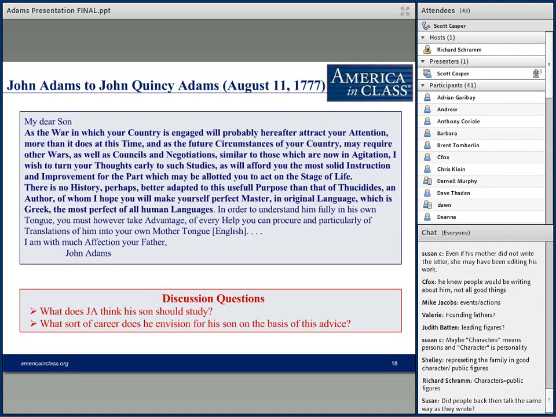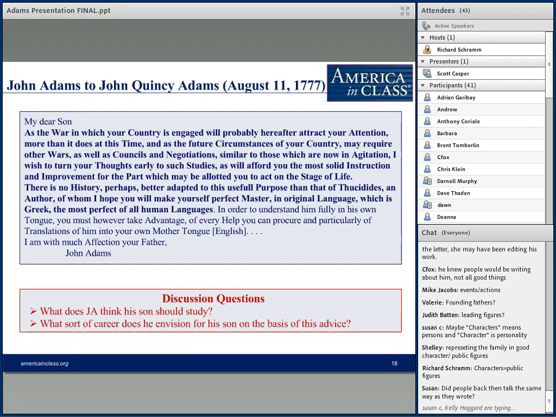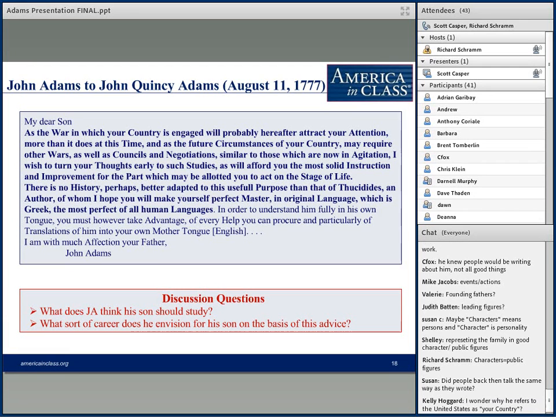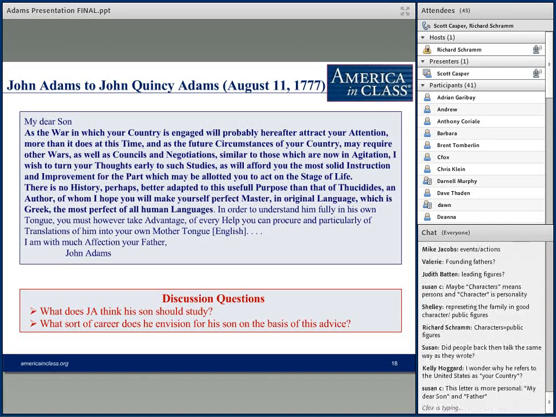What do you notice about this letter? Susan asked, did people back then talk the same way as they wrote? Alas, we don't really know because we don't have recordings of their speech, obviously. I imagine that much of the way that people talked back then was less formal than their writing. I think people understood writing to be formal in a way that speech might not. I think also that speech within a family might be different from speech outside the family. It's a great question, though.